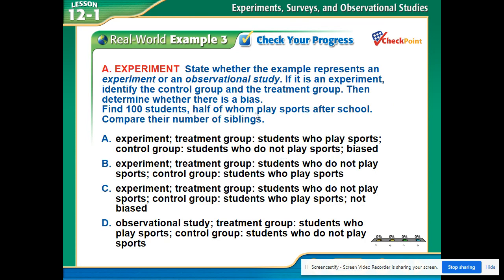Find 100 students, half of whom play sports after school, compare their numbers of siblings. Again, this is something that has already happened. We're just going to look up the results. So it's an observational study.